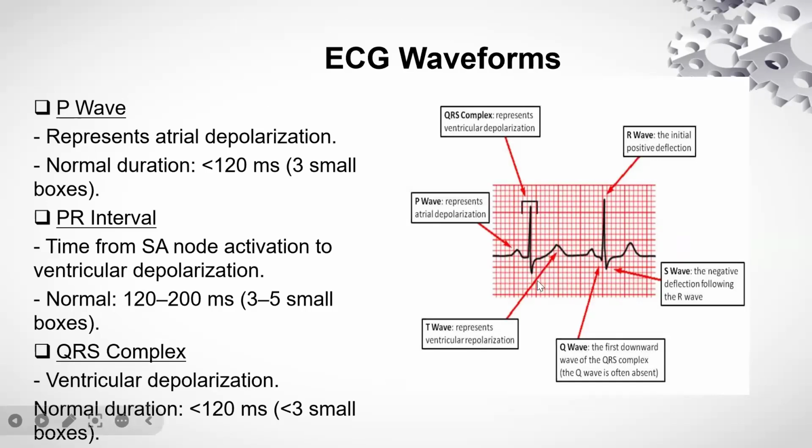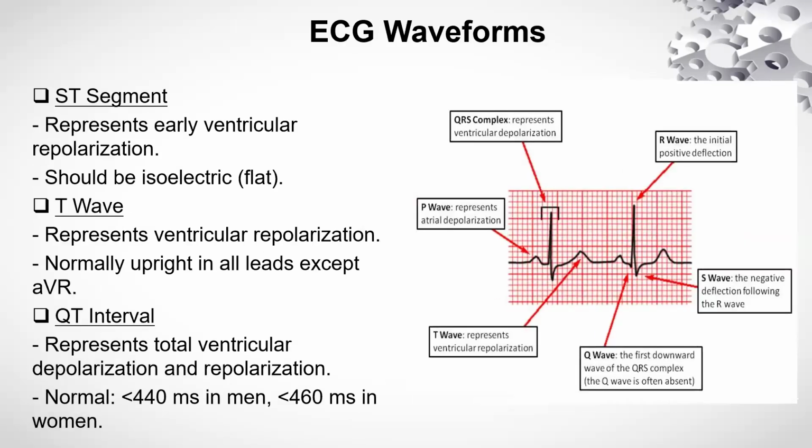Okay, so the ST segment should be isoelectric. And what does it represent? It represents early ventricular repolarization. The T wave itself should be upright in all leads except augmented right limb lead aVR. So it should usually be upright, and it represents full ventricular repolarization.